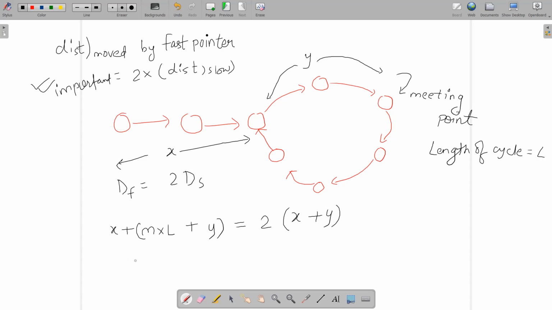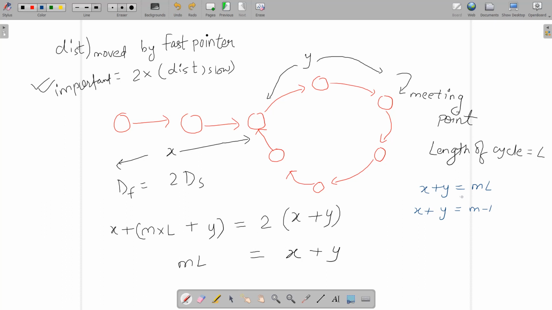So can you solve this one? It should be 2x, and x will cancel, giving x, and 2y minus y gives y, which must match mL. Note that m here is the number of times the fast pointer iterates through the entire cycle. So x plus y is actually mL. There is something more to see here: I can write x plus y as m times L, so I will write m times L as m minus 1.